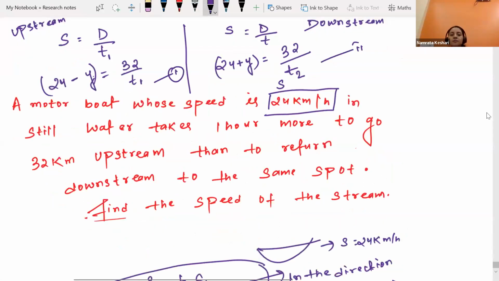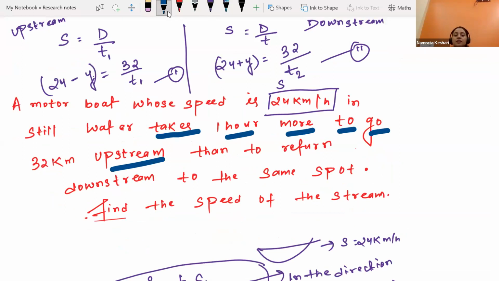So again I am reading the question. It says the boat takes 1 hour more to go this distance upstream than to return downstream. Okay, in upstream it is taking 1 hour more than the downstream. That means the time t1 minus t2 is equal to 1 hour. Are you getting it?